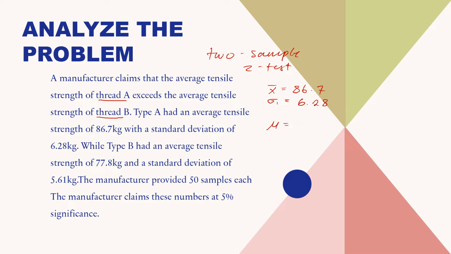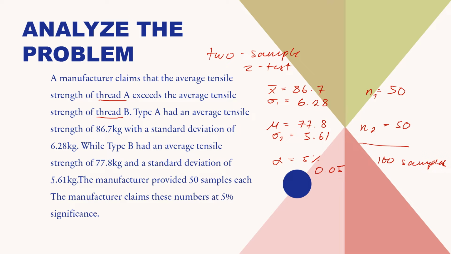with an average tensile strength of 77.8 and a standard deviation of 5.61. Now, the manufacturer provides 50 samples each, so N1 is 50, so is N2. Okay, total of 100 samples. And also, of course, we cannot forget about our alpha, which is 5% or 0.05.